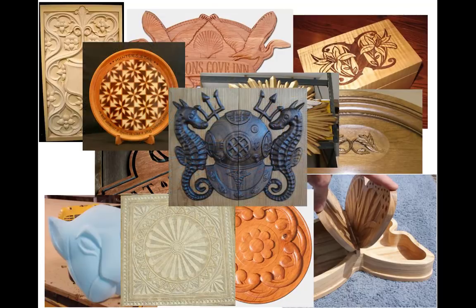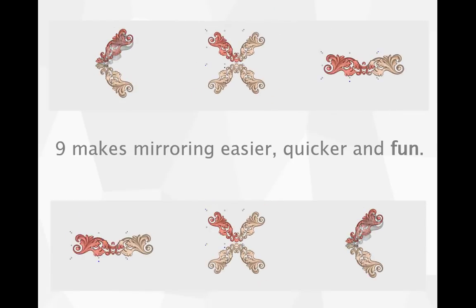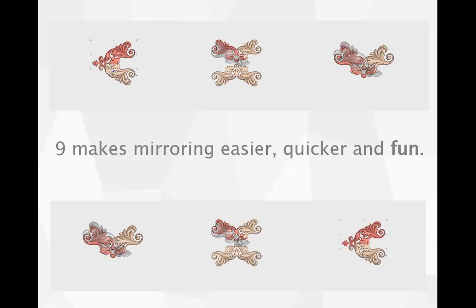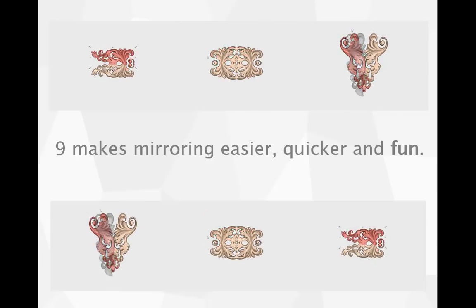I was looking on the Vectric gallery page on the website and found lots of examples of projects that you, the Vectric customer, have made that have mirrored symmetry involved. So we're already doing it, and it's nothing new, but what is new is that with 9, mirroring is much easier, it's quicker, and it's a lot more fun to play with when creating mirrored compositions using the new mirror mode.